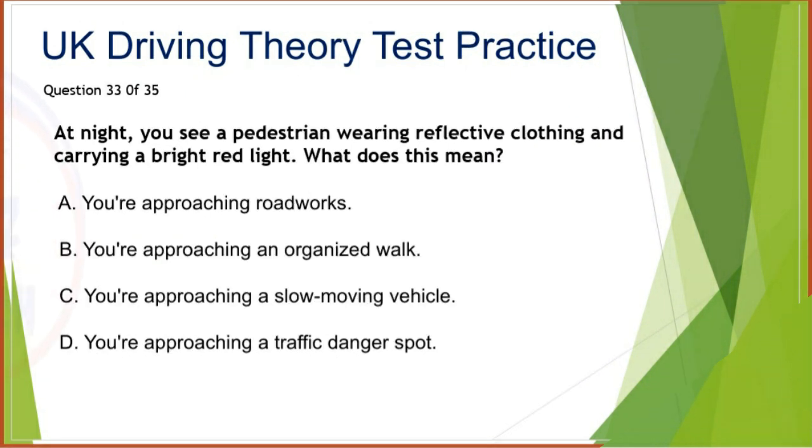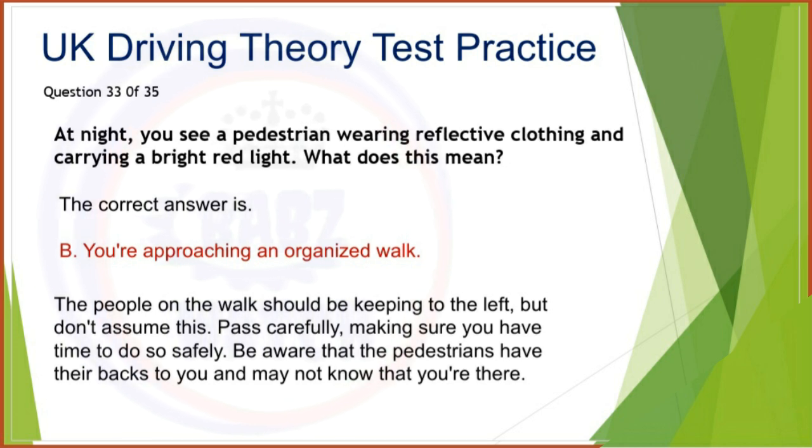These vehicles are usually involved in road maintenance or local amenities and make frequent stops. Question 33 of 35. At night, you see a pedestrian wearing reflective clothing and carrying a bright red light. What does this mean? A. You're approaching roadworks. B. You're approaching an organized walk. C. You're approaching a slow-moving vehicle. D. You're approaching a traffic danger spot. The correct answer is B. The people on the walk should be keeping to the left, but don't assume this. Pass carefully, making sure you have time to do so safely. Be aware that the pedestrians have their backs to you and may not know that you're there.